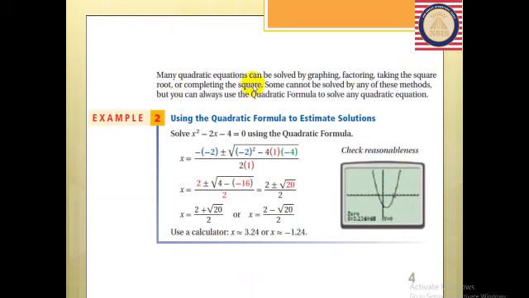Many quadratic equations can be solved by graphing, factorizing, taking square roots, or completing the square. Some cannot be solved by these methods, but you can always depend on the queen formula. Not quadratic formula, I will name it the queen formula. It can solve any quadratic equation. Okay? So the quadratic formula is the queen here.